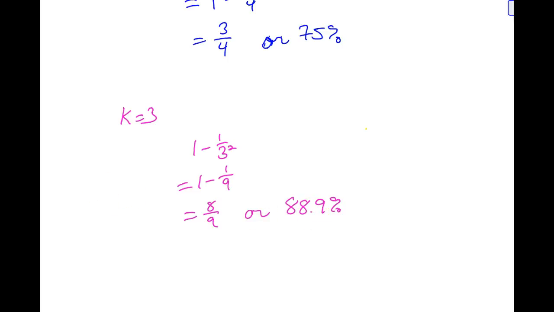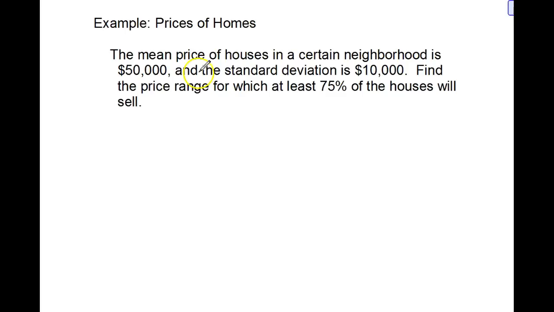Let's look at an example of how this would be used. In this particular example, we're talking about prices of homes. The mean price of houses in a certain neighborhood is $50,000, and the standard deviation is $10,000. Find the price range for which at least 75% of the houses will sell. Well, this doesn't tell me if this is approximately symmetric or not. So I cannot assume that it's symmetric and use the empirical rule. Instead, I have to use Chebyshev's inequality.